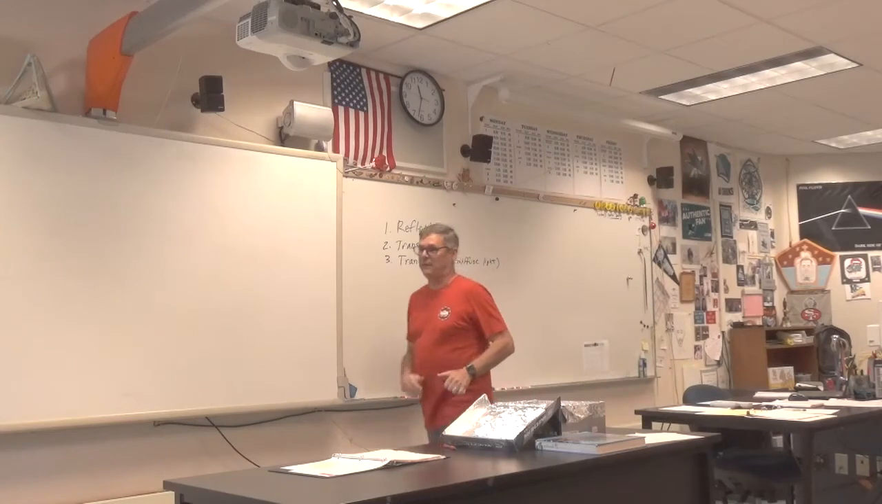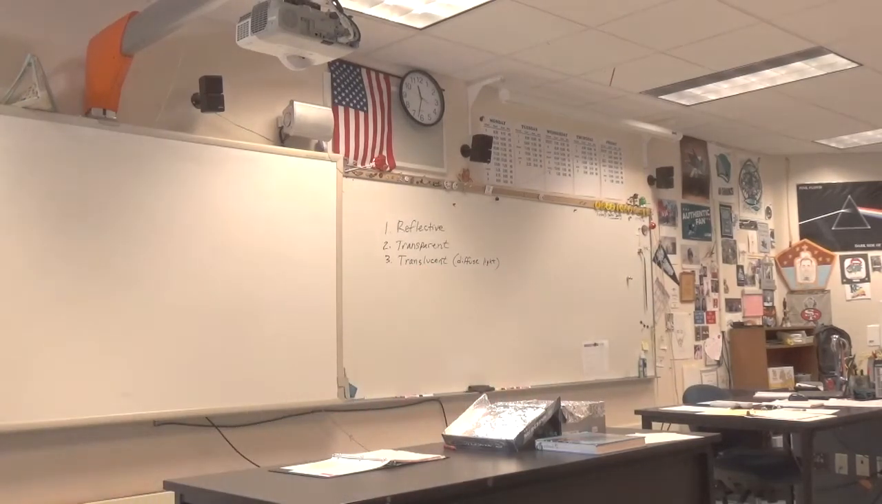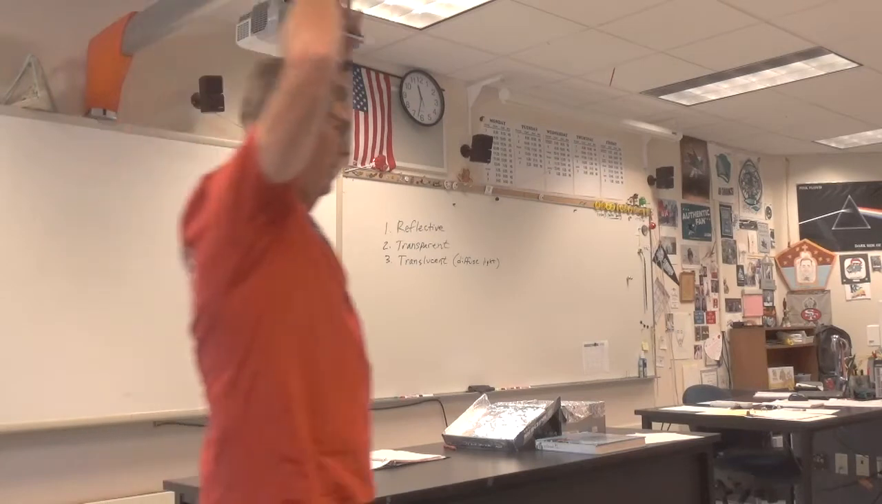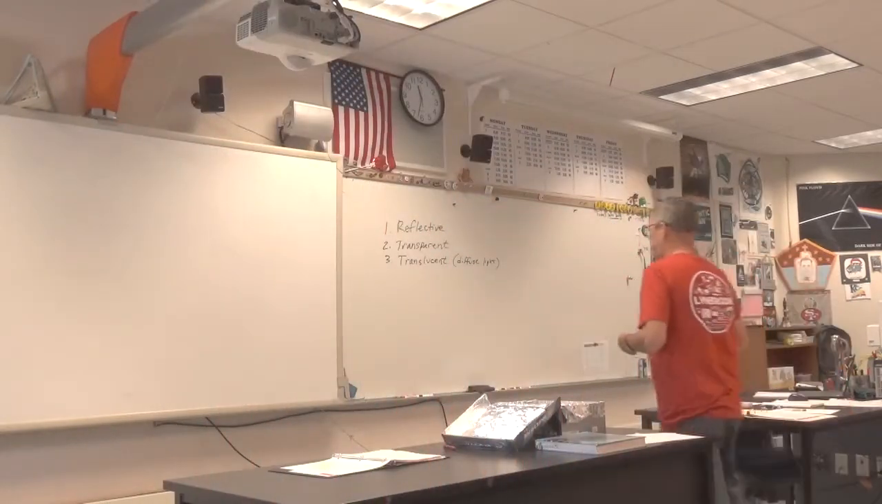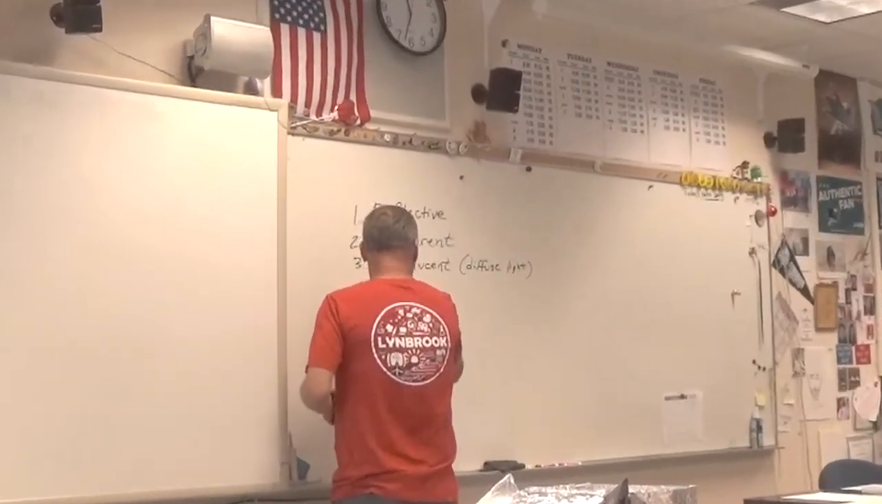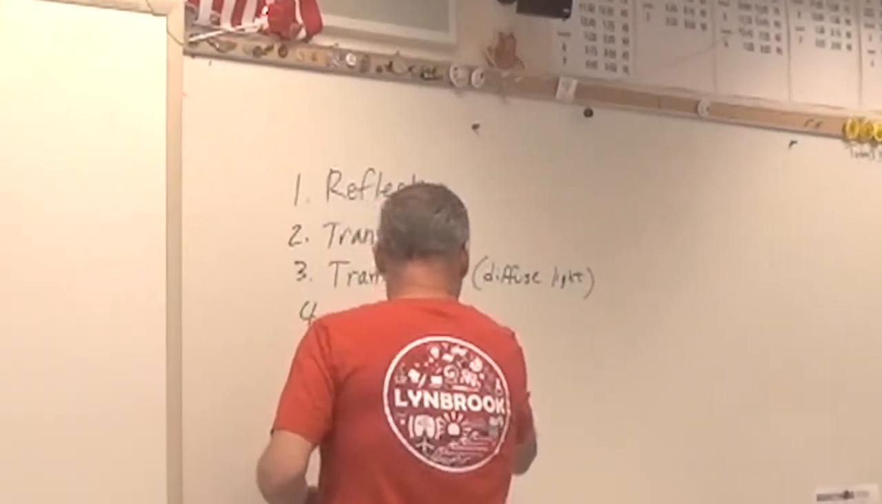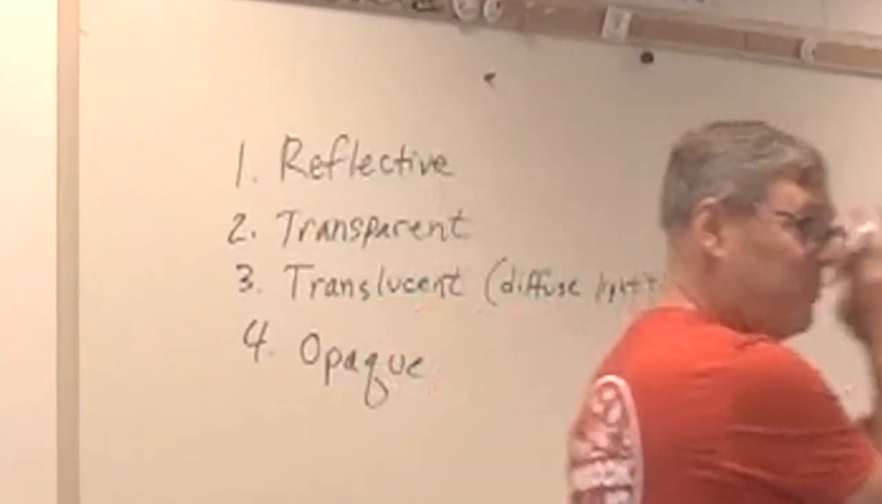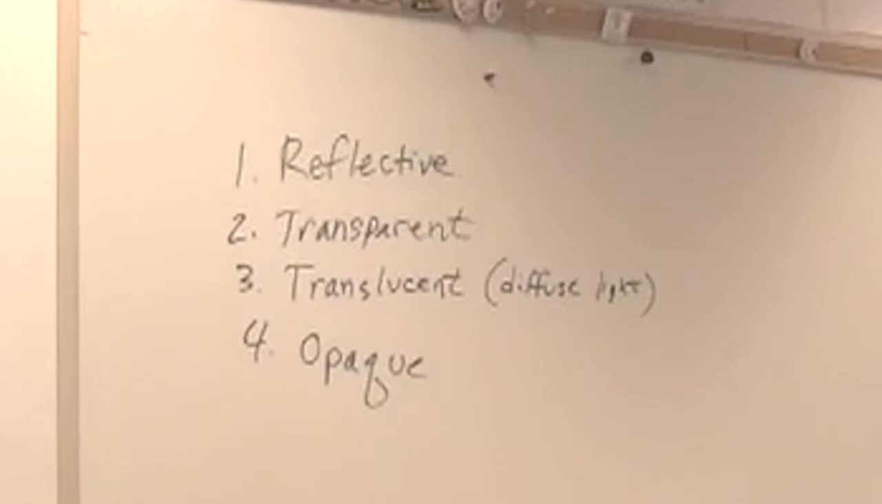And the last one is, if the window lets the light through, the blind or the shade blocks the light. What's the word for that? Opaque. Starts with an O. Okay. So these four things that can happen to light play a very important role in what happens with global warming.